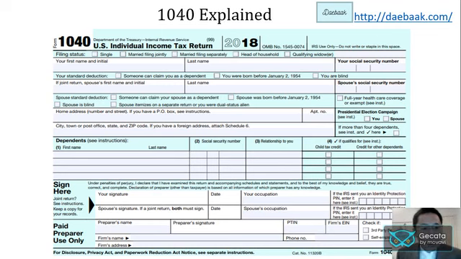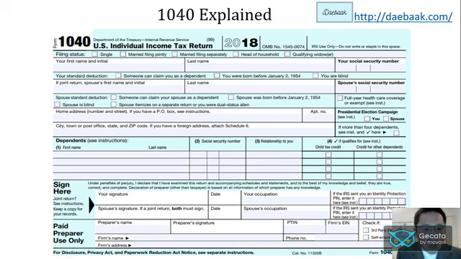Today's topic is about Form 1040. Let's get started. Okay, so this is Form 1040. The first thing you will need to do is to choose filing status: single, married filing jointly, married filing separately, head of household, and qualifying widower.